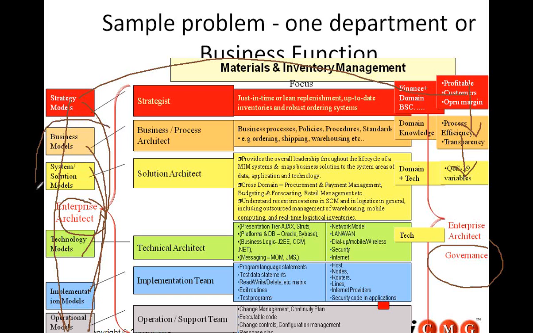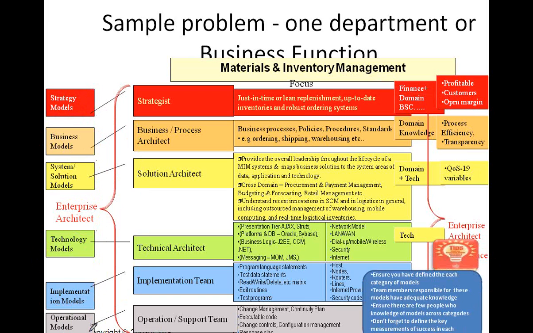Because if you don't translate effectively into each of these models, converting a strategy model directly into the operation model, the chance of success is less than 10%, right? So we have to have a structure like this. Ensure you have defined each category of models, very, very important. Ensure team members responsible for these models have adequate knowledge. Ensure there are a few people who have knowledge of models across each of these categories. So you may have a few who understand two models, a few who understand three models, a few who understand four models, and a few who understand all the models, right?